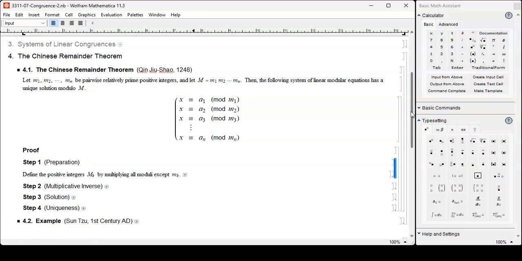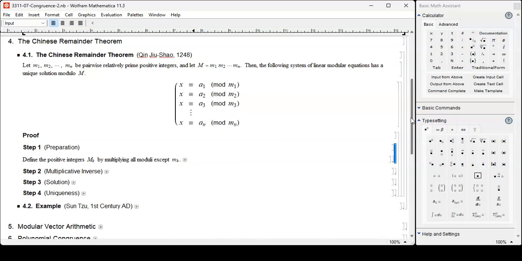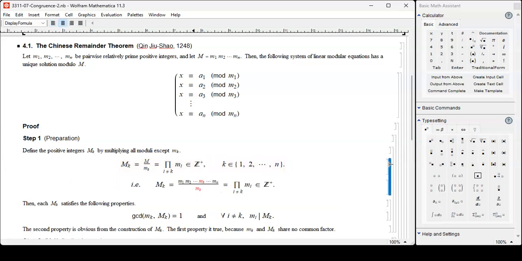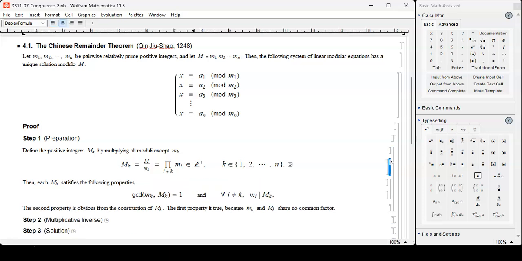We define capital M1, capital M2, and so on by multiplying all the moduli except for the kth one. So multiply everything else, or equivalently speaking, multiply everything and then divide by the kth. So we have this kind of division. So mk cancels out. What's left is the product of everything else. So that's capital Mk.